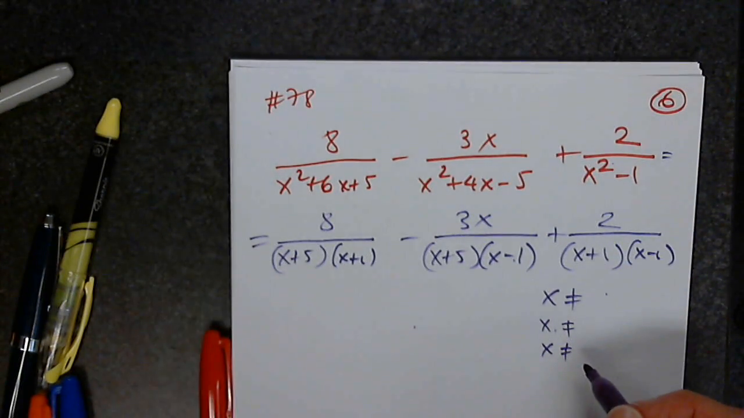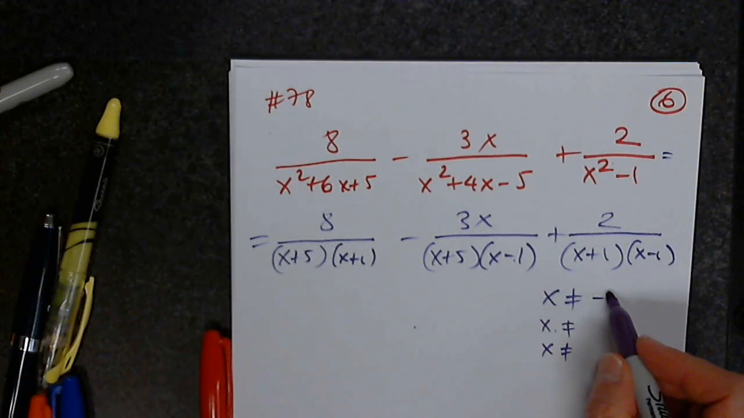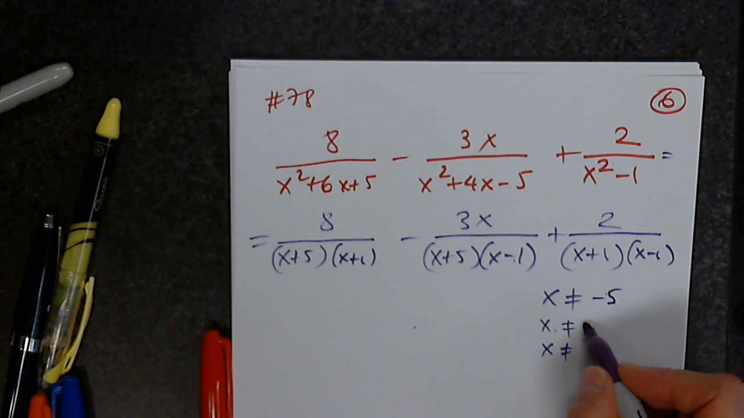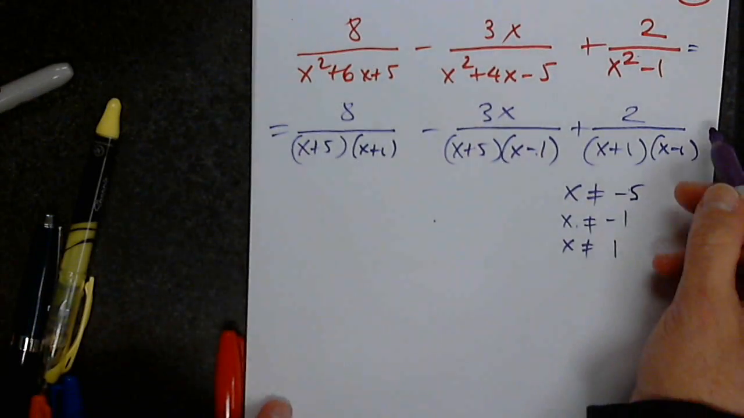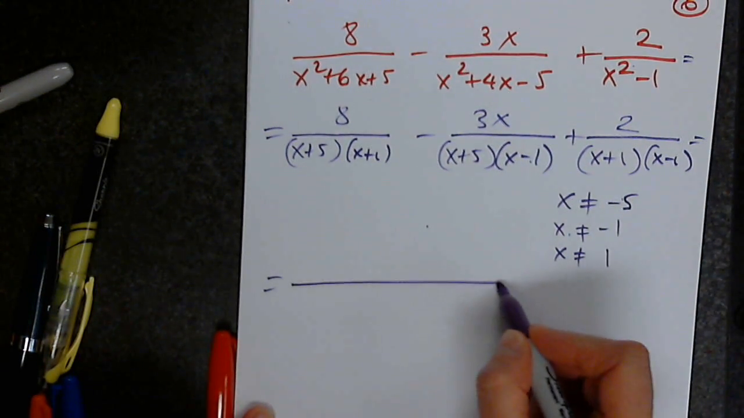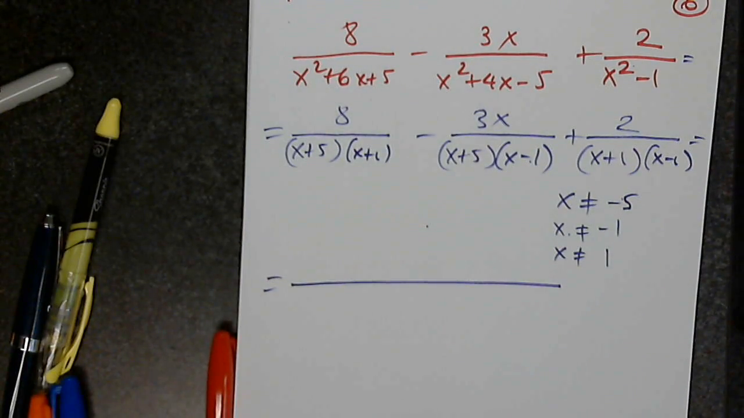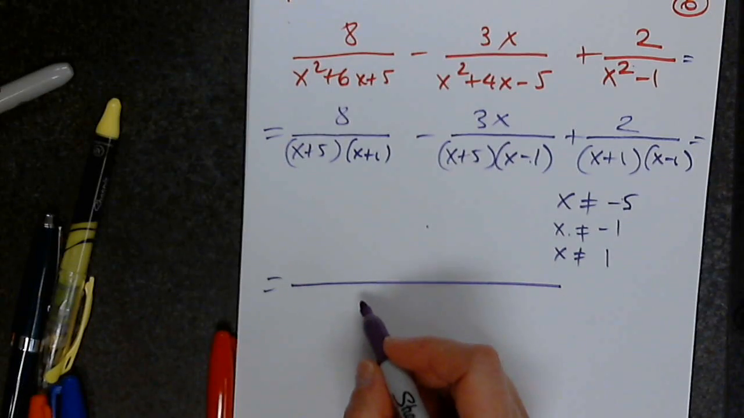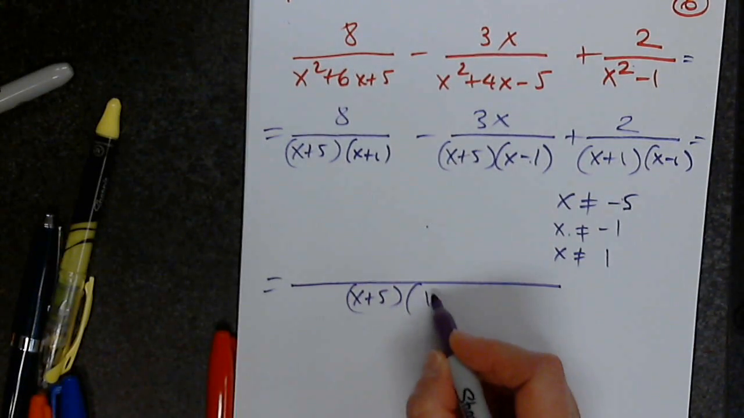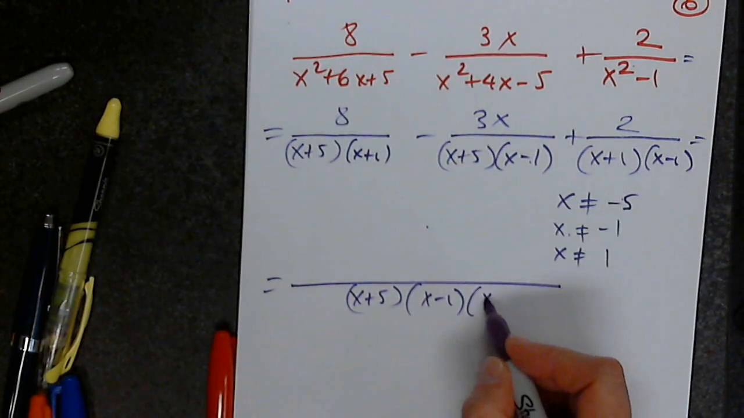X can't be negative 1, correct? It can't be 1, or negative 5. Excellent. So, saying that, you will give me now the least common denominator, which is x plus 5 times x minus 1 times x plus 1.